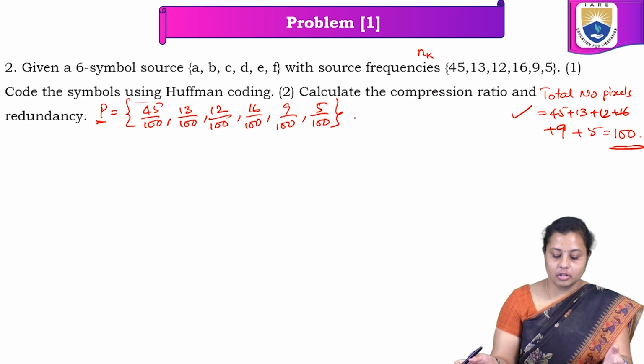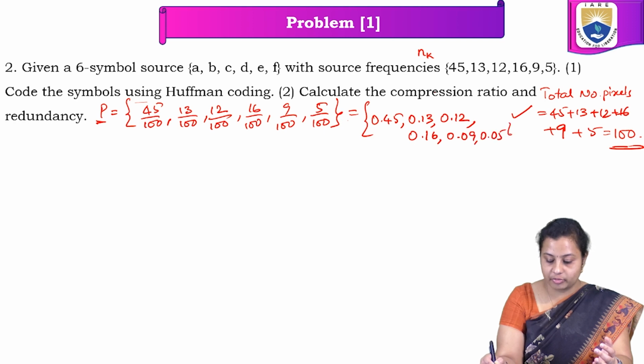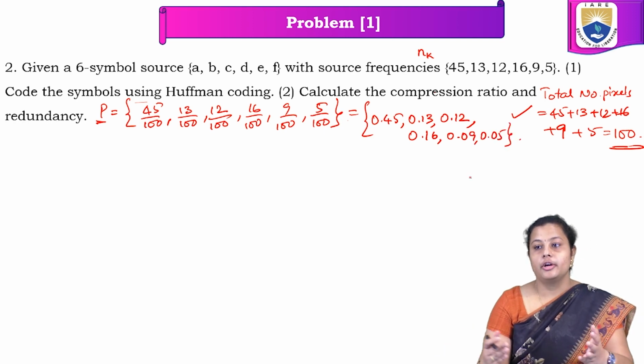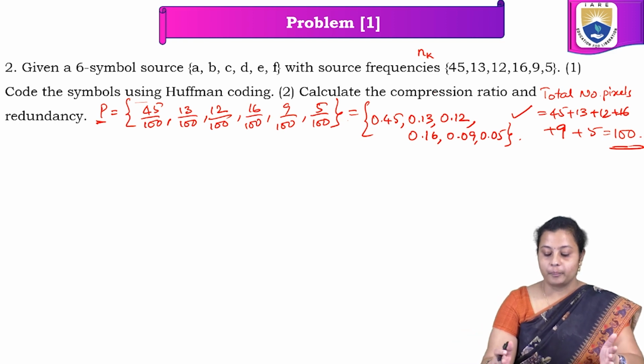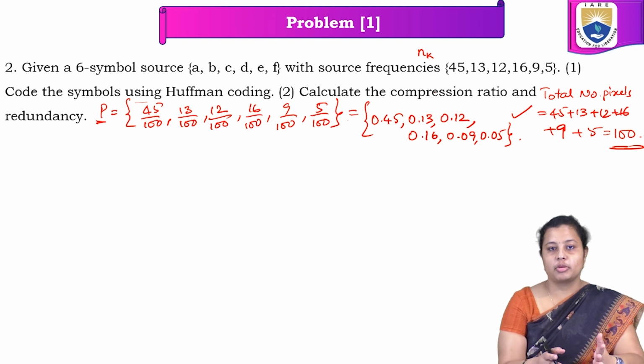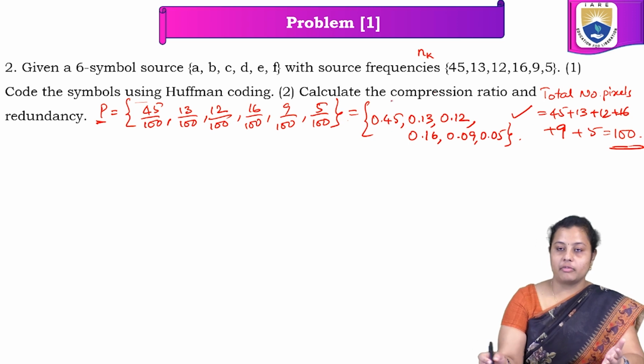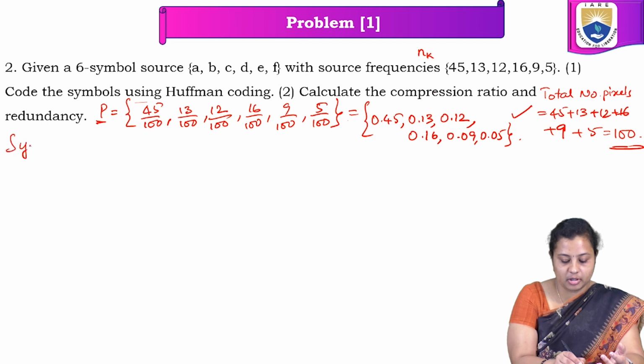Now this is equal to 0.45, 0.13, 0.12, 0.16, 0.09 and 0.05, right? So this is your sequence of probabilities. Now when we go for Huffman coding, we have to arrange the probabilities in decreasing order. If we observe here, we have to rearrange the symbols accordingly. So let me just write this table, which is symbol and probability, right?